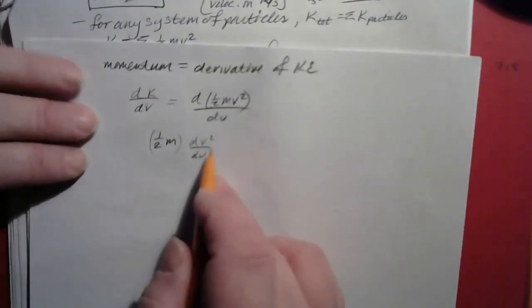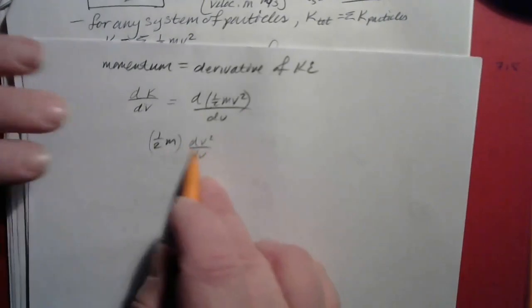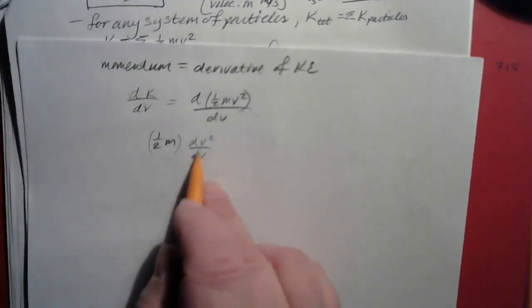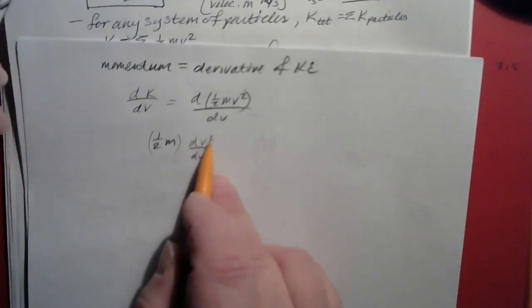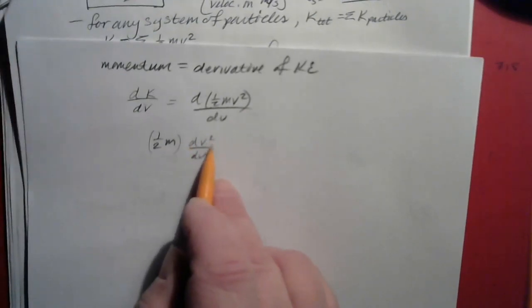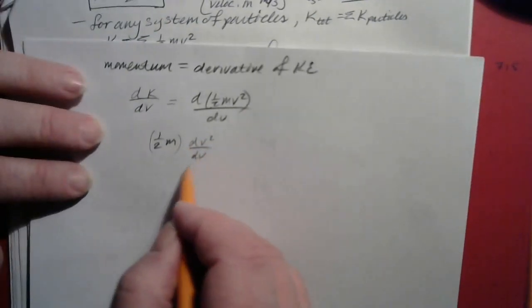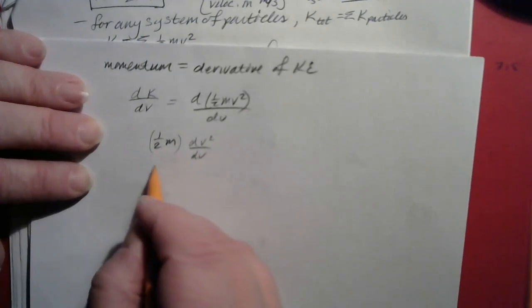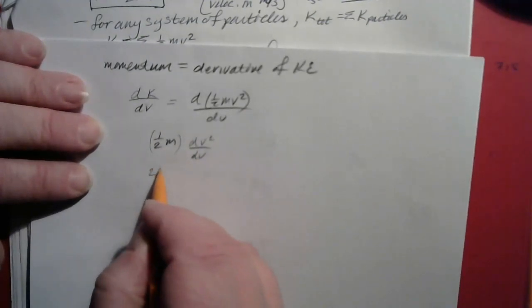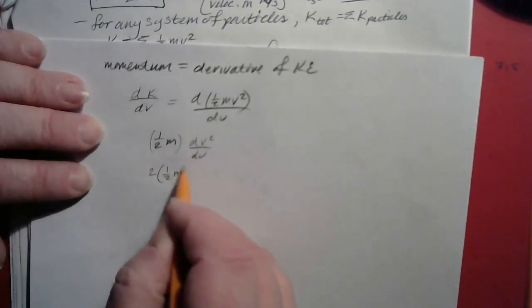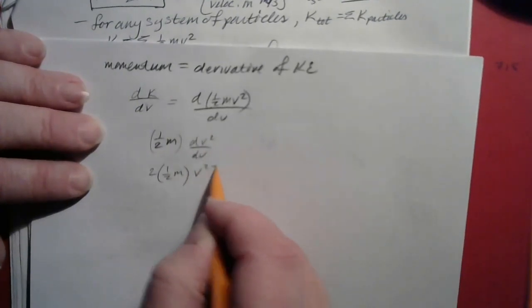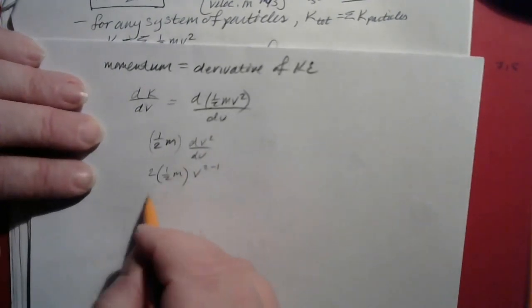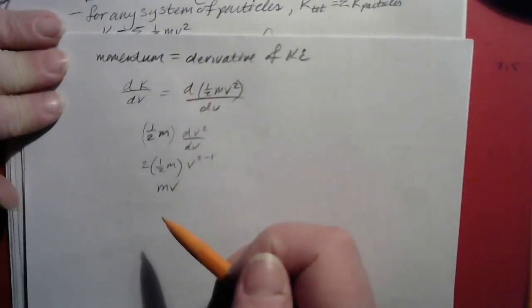When you take the derivative of a variable, like v squared, basically what you do is you multiply the quantity you're taking the derivative of by the exponent, and then reduce the exponent by 1. So the derivative of this is going to be 2 times 1/2 m times v to the 2 minus 1 power, or in other words, mv. So momentum is the derivative of kinetic energy.